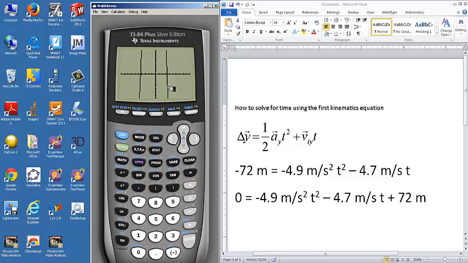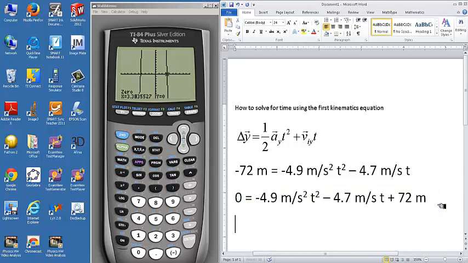So let's just say we only have one positive time. We obviously want that one. Then you're going to go to second, calc, 2 for zero, and we're going to have to hit a left bound here. It's going to take me a little while. The emulator's kind of slow. Okay, so we've crossed it, and then a right bound, and hit enter again, and then one more enter, and then there. So you see that x equals 3.38.